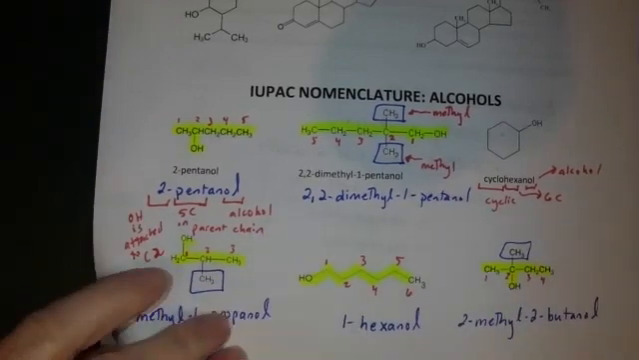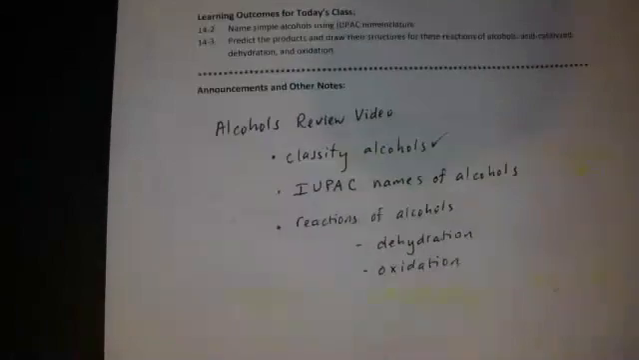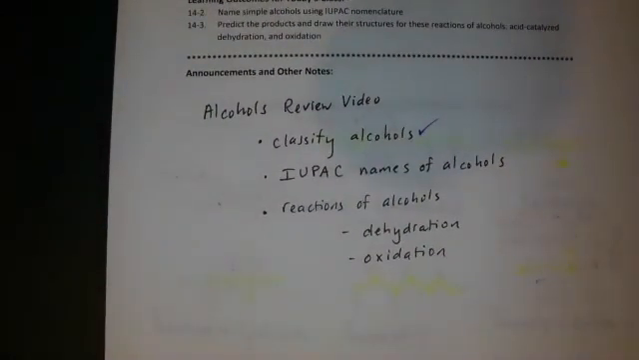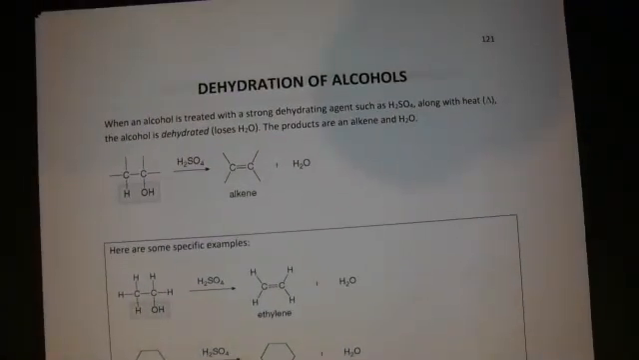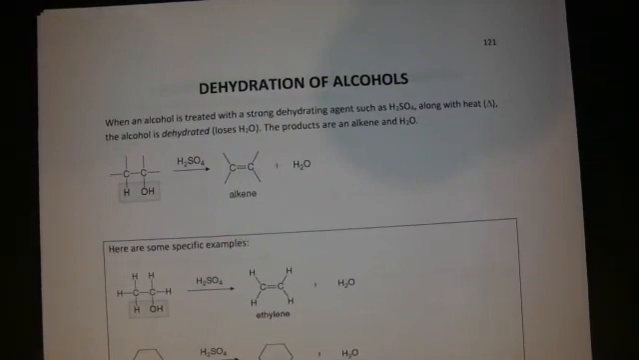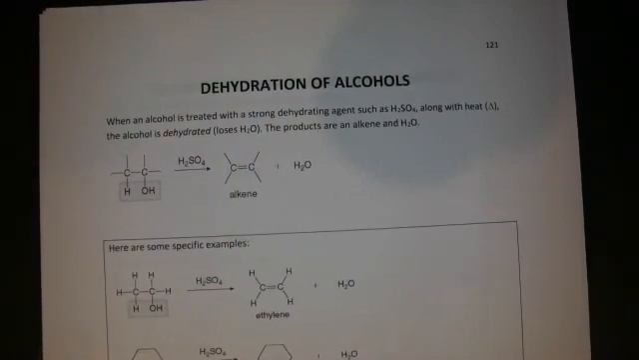So those are our examples of IUPAC naming of alcohols. The last thing that we'll review in this video is reactions of alcohols, specifically the dehydration reaction that we've looked at, and then the oxidation reaction. So join me, please, on page 121, and we'll take a look at first the dehydration reaction.